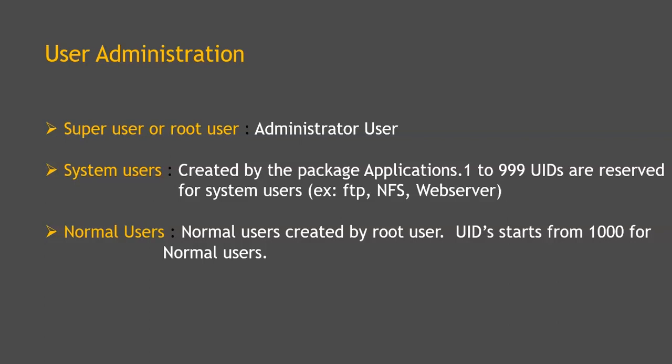And by default the UID 0 is assigned to the root user account. Whenever we install the Linux operating system, by default we see root, and that root is occupied with 0, and then it starts from 1 to 999. These UIDs are reserved for the system users. So whenever any application is installed, it will assign from these reserved UIDs.